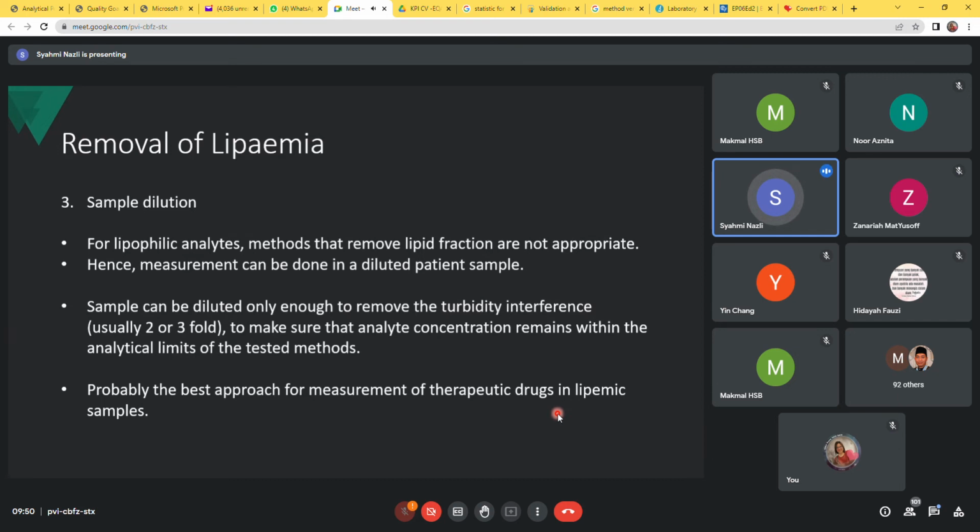How we dilute the patient sample: we must make sure that the samples are diluted only enough to remove the turbidity interference, usually 2 to 3/4 of dilution only. We need to make sure that the analyte concentration remains within the analytical limits of the tested methods. So this type of procedure is probably the best approach for measurement of therapeutic drugs in lipemic samples.